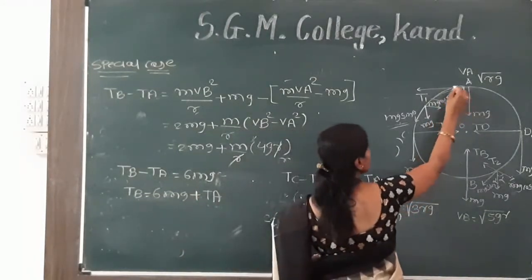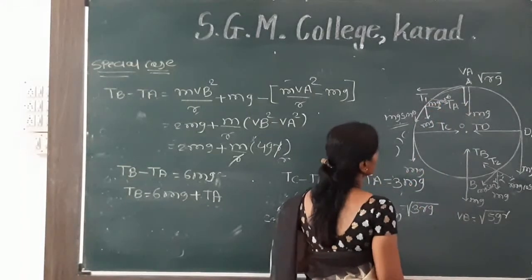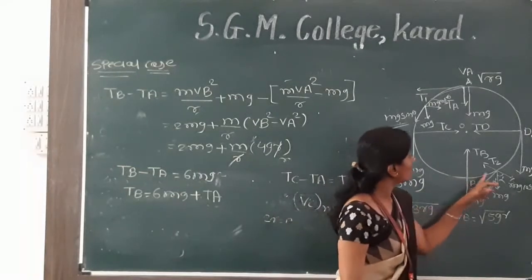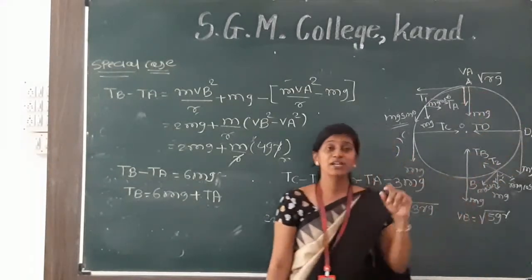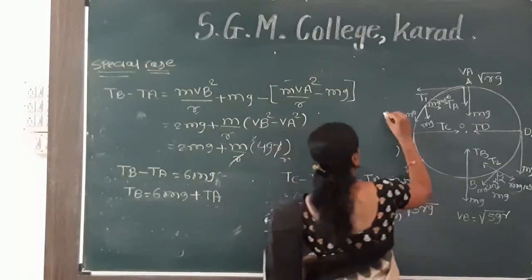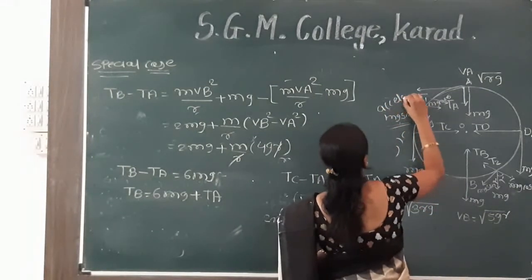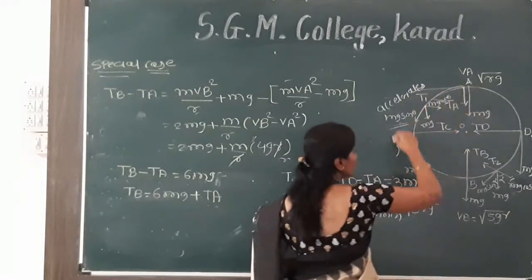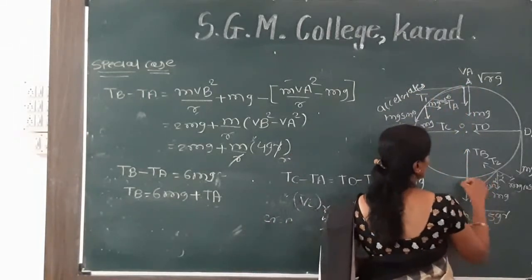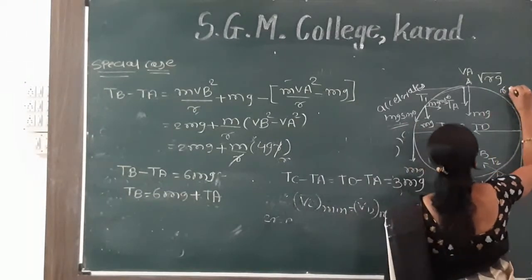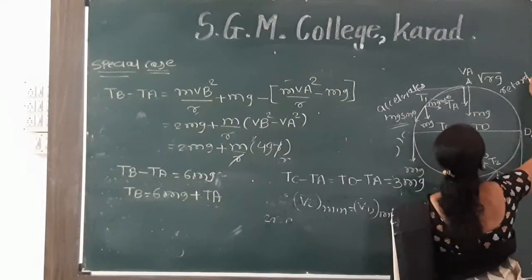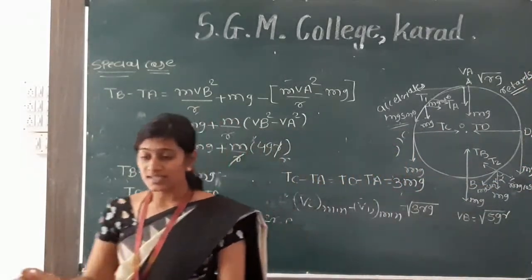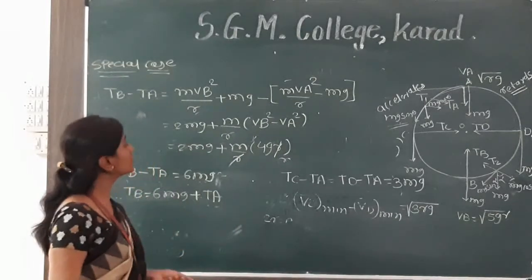When the bob is coming down from A to B, at that time the speed is going to increase. And when the bob is going from downside to upside, at that time the speed of the bob is going to decrease. So we can say the motion accelerates when the bob is coming from A to B. And when the bob is going from B to A, there is retardation. That means the speed of the bob is decreasing.